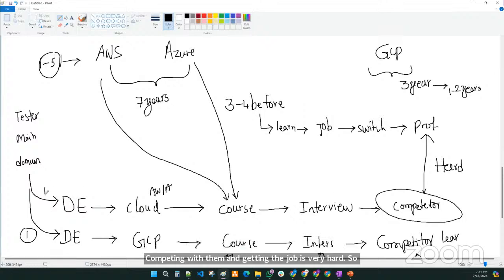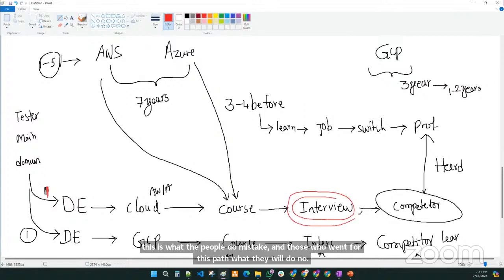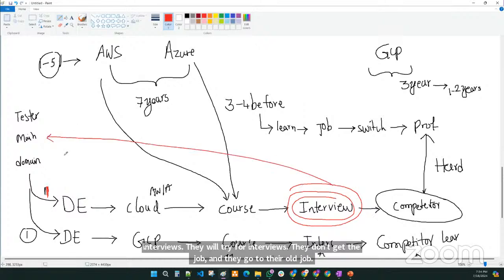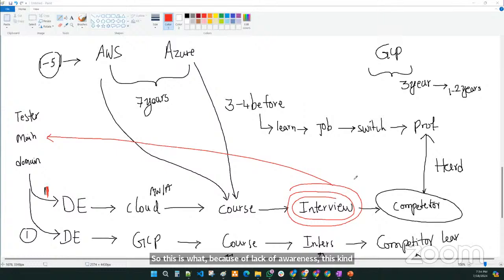And those who went for this first path, what will they do? They will try for interviews, they will try for interviews, they don't get the job, and they go back to their old job. Because of lack of awareness, these kinds of mistakes happen. I'm telling you, guys, because of lack of awareness.